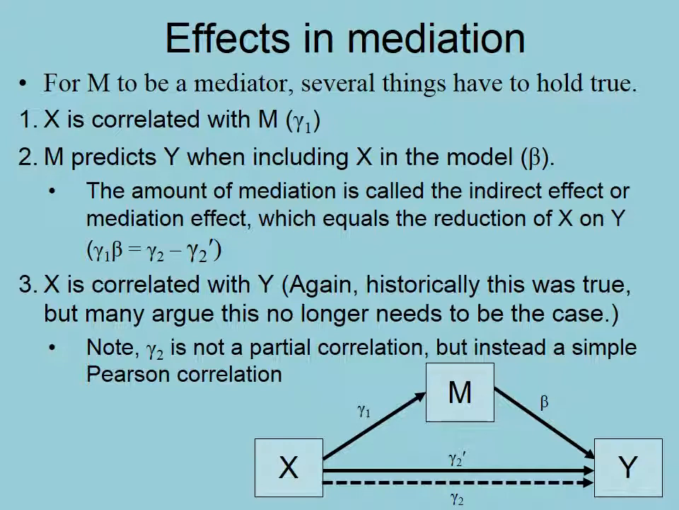If you're using a regression model, that should result in a large change between gamma 2 and gamma 2 prime. However, if you're doing path analysis, that can easily be fixed at 0, and then your change in chi-square is an indication of whether that change is actually 0. Historically, although more recently it's argued against, x really should be highly correlated with y. In other words, x should predict y as well.